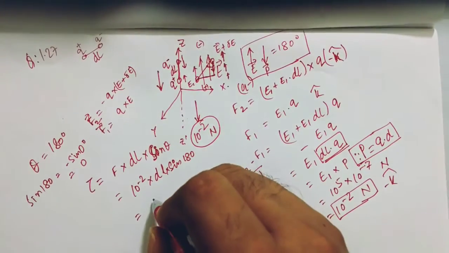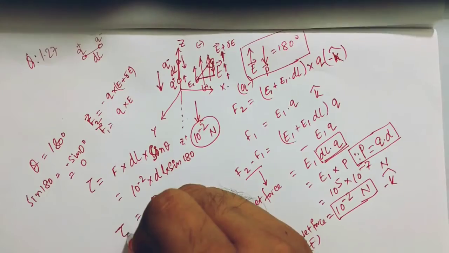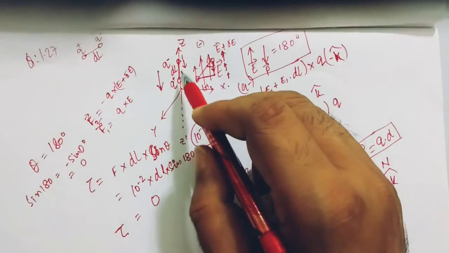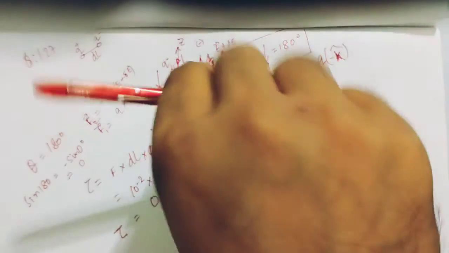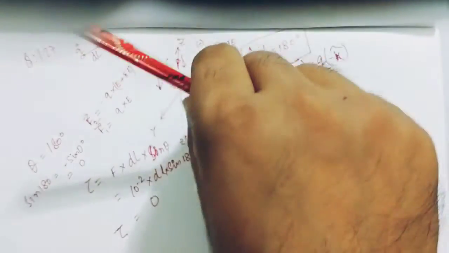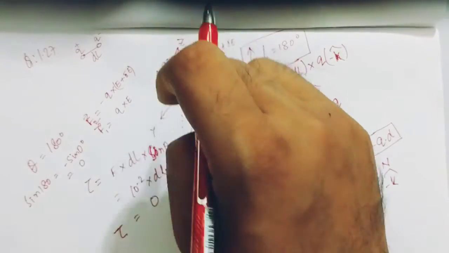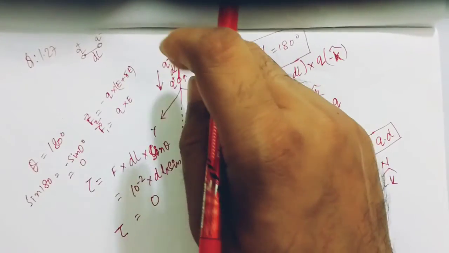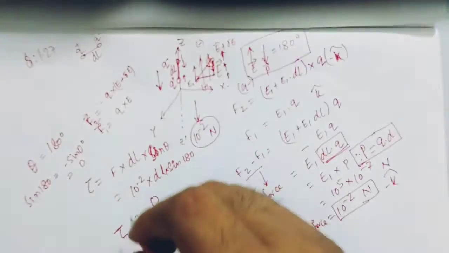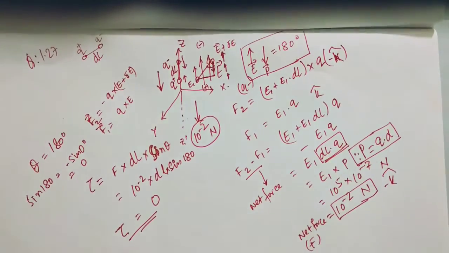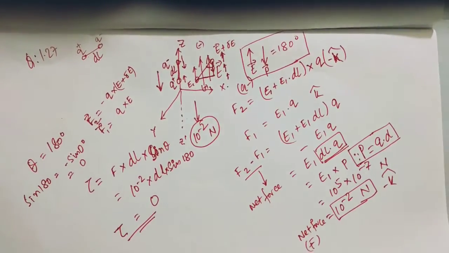So the torque experienced will be 0, because this is parallel, so it will not experience any rotational force. Instead, it will just be pushing or pulling. In this case, it is pulling toward the negative z direction, and the torque will be 0. So let's move to the next question.